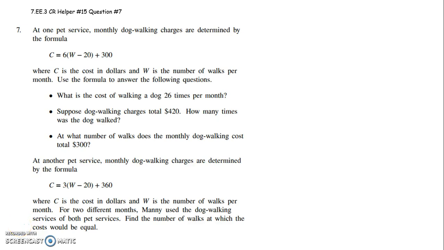All right, 7th graders, this is to help you with question 7 on CR 15. It says at one pet service, monthly dog walking charges are determined by the formula C equals 6 times the quantity W minus 20, and then you have to add on 300, where C is the cost in dollars. Okay, so C is the total cost for the month, and W is the number of walks per month. All right, use the formula to answer the following questions.